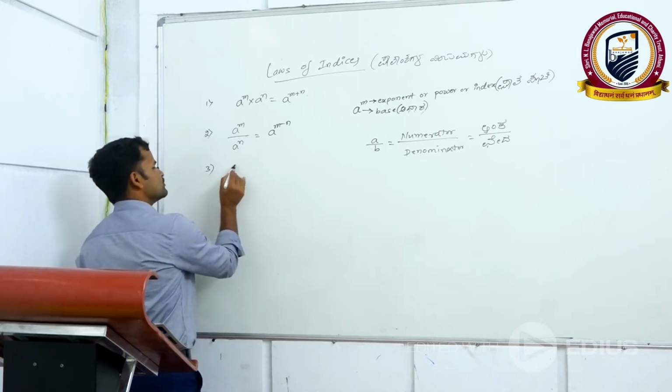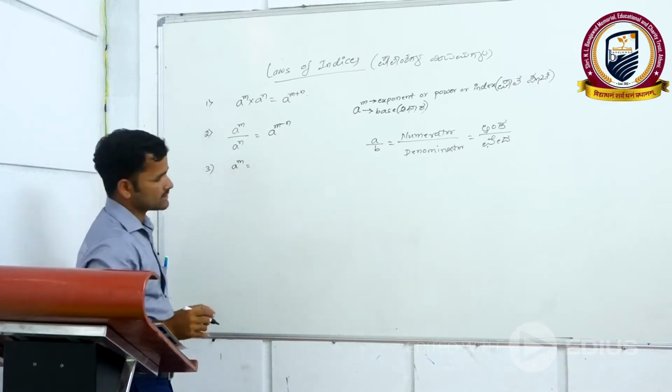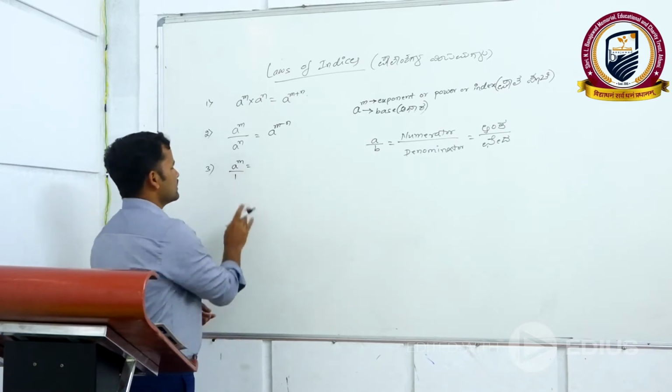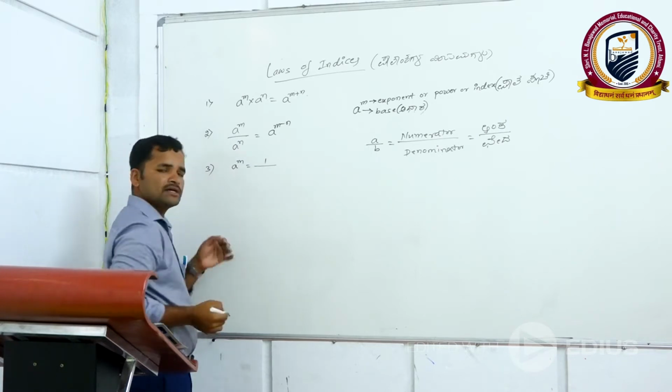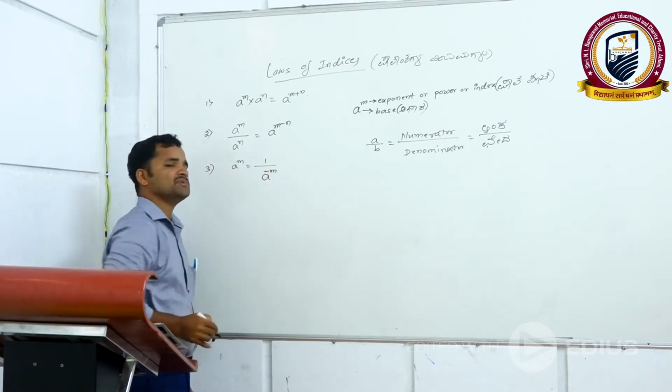Suppose we have a to the power of m. It is in the numerator. It is like a to the power m by 1. If you want to take it to the denominator, what happens here? a to the power of minus m it will be.